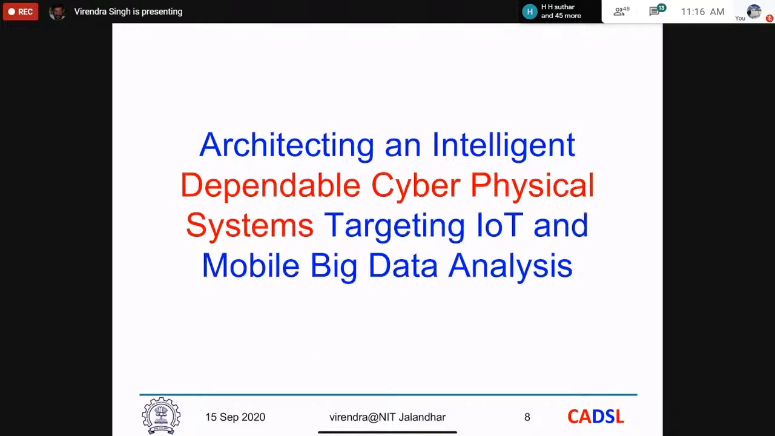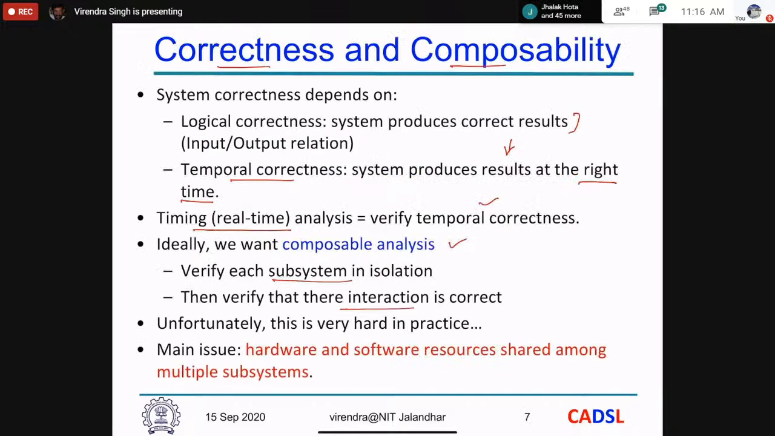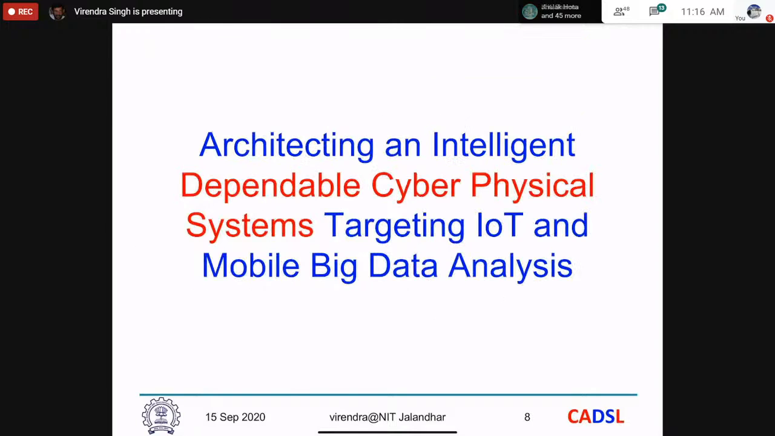So maybe I want to give some glimpse from our ongoing work. We have a big project, that is an Indo-Japanese joint research project on architecting intelligent, dependable cyber physical systems, targeting IoT and mobile big data analysis. So it's more on the design methodologies of the dependable cyber physical systems.